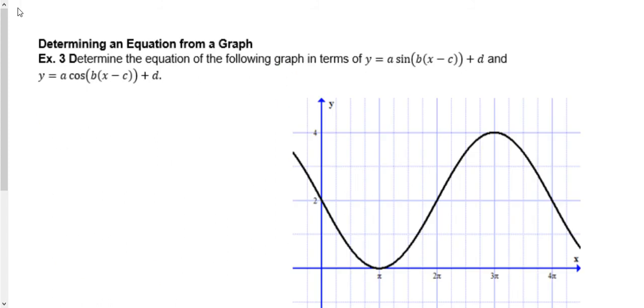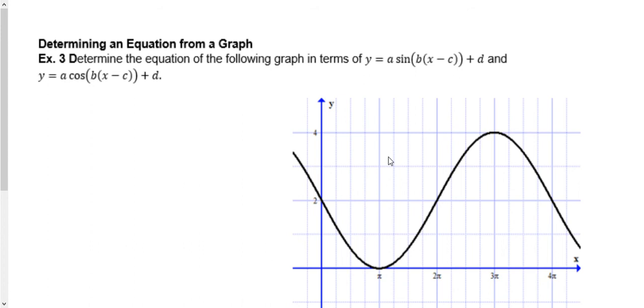In the next example, example 3, it says determine the equation of the graph given. And so you want to write an equation using sine and one using cosine. Here's your graph. So what's the first thing that we want to look for? We want to look for a vertical displacement. The way that we can do that is one of two ways. You can use an equation or you can sketch it on your graph here. So I'm going to do it both ways actually. I'm going to use our equation and then sketch it on our graph.